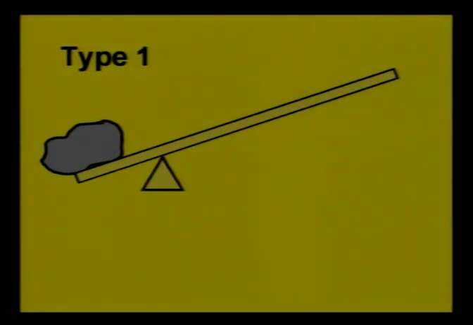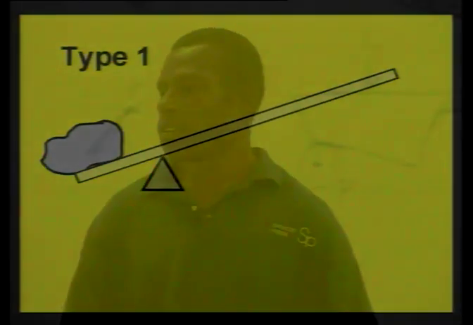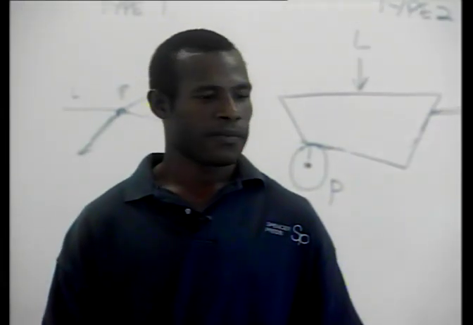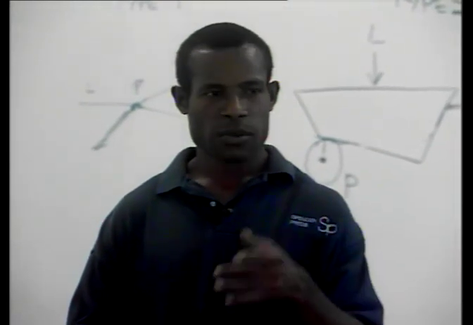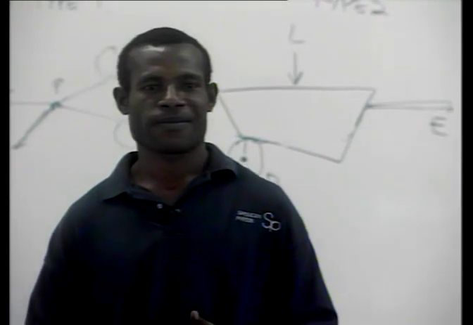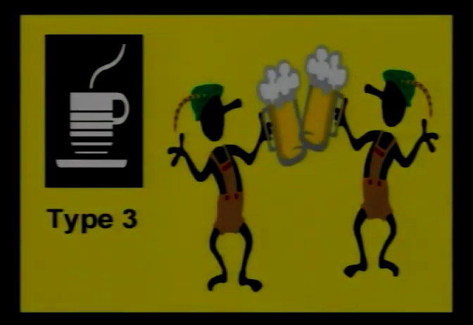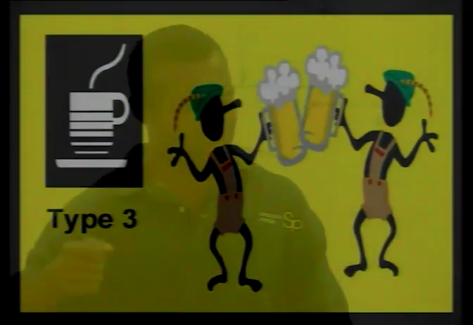Okay, holding a cup. This is type 3. Let's have a look at it. All right, that is correct. Type 3. Why? Because you will always have the fulcrum. That is, your elbow will have to provide the fulcrum. And the effort will be your arms going around the cup, and then the load is on the cup itself. Okay?